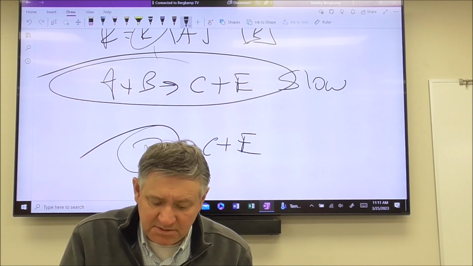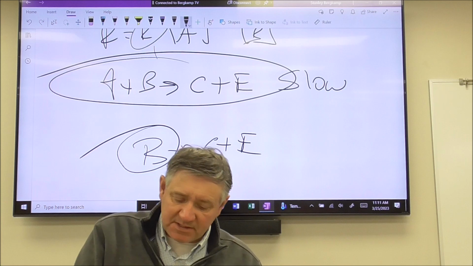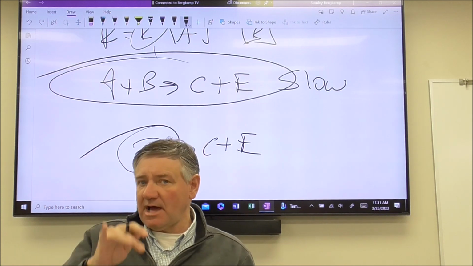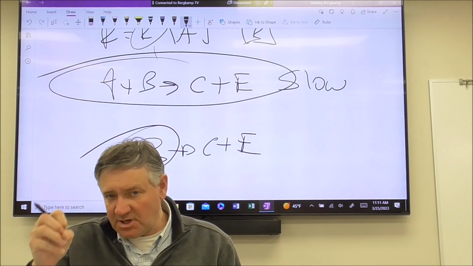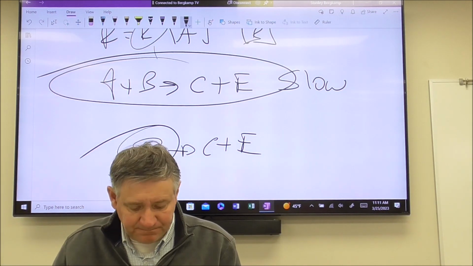So in both situations, you're going to end up with the same overall reaction. But the second mechanism allows us to match up with what we observe in terms of the actual rate law. Okay.